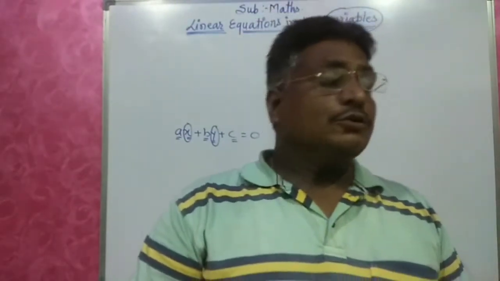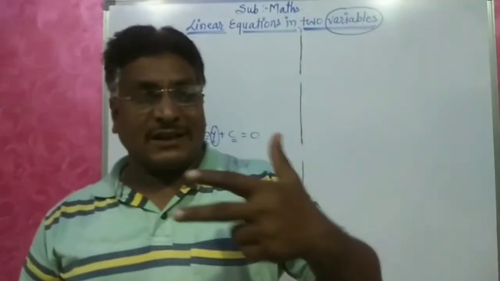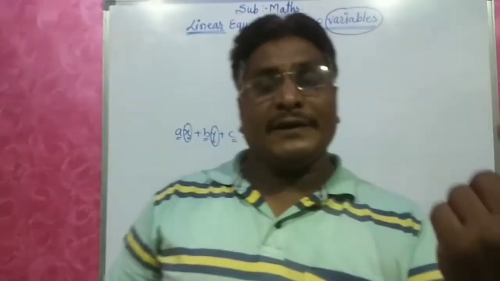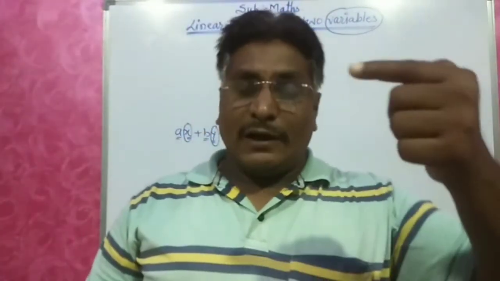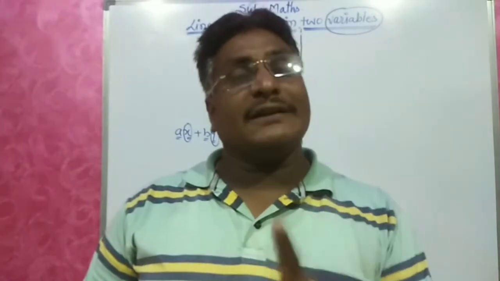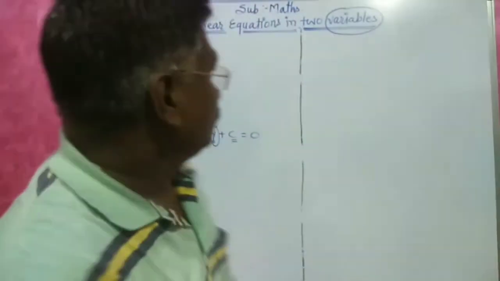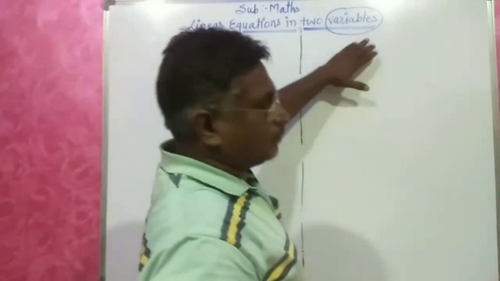Okay students, so whenever two alphabets are coming, the first alphabet is the coefficient and the second alphabet is the variable. Okay student, so now about variable you come to know that.